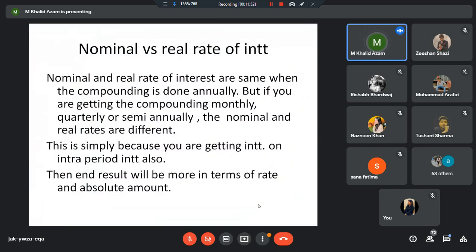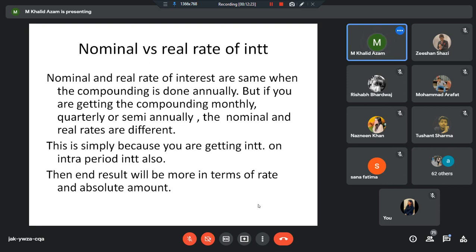In that case, your real rate of interest will be something different. That's why we are calling these two rates whenever we are going to take up intra-period compounding. These two rates will be considered. One will be called the nominal rate of interest and another one will be called the real rate of interest. And there are different terminologies. Some will be writing effective rate of interest. Some are writing effective rate of yield also. Because under different conditions they are being used in different manner.